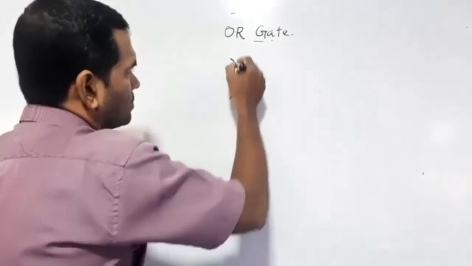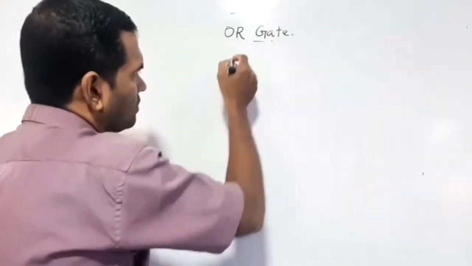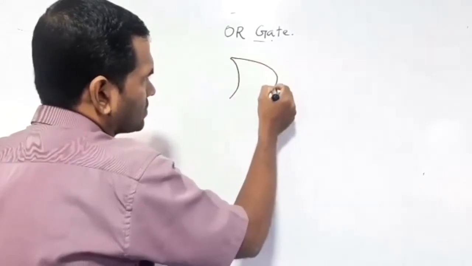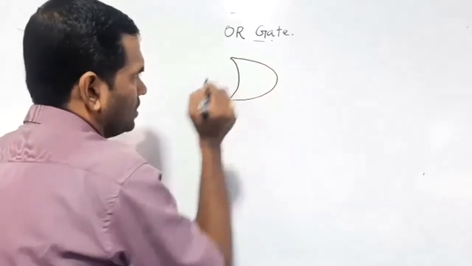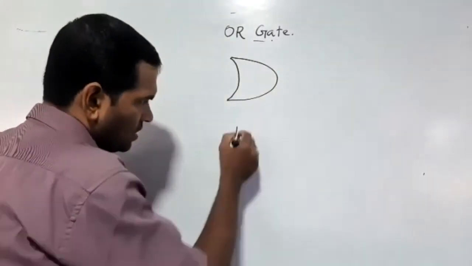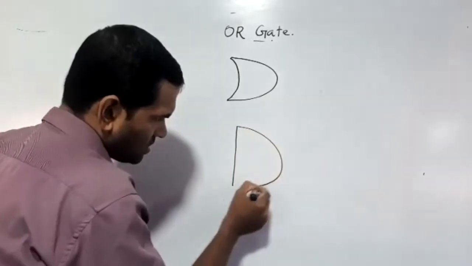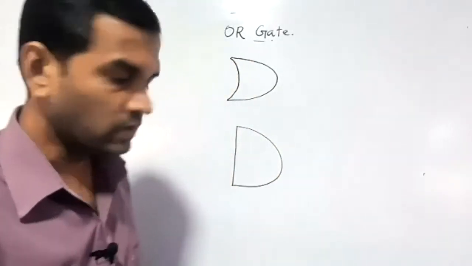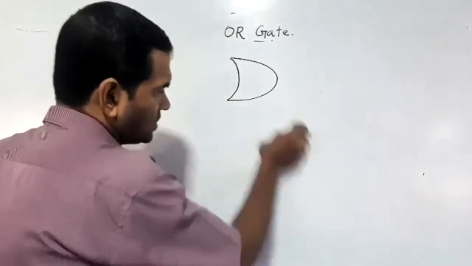There is a small curve and a deep curve, like this. This is the OR gate. But in the AND gate, this side is straight and you have a curve. Here in the OR gate, you have a curve in front. So this is the symbol.